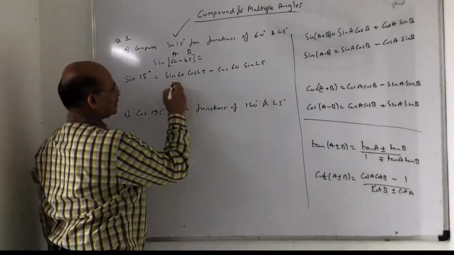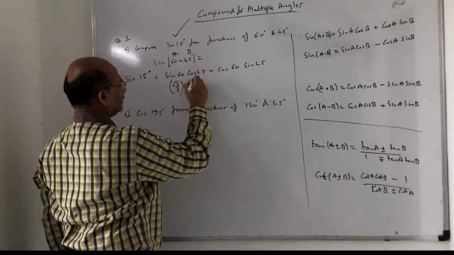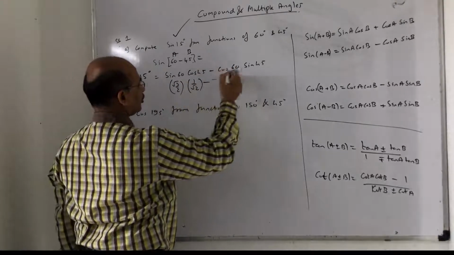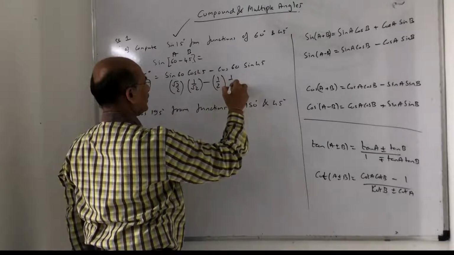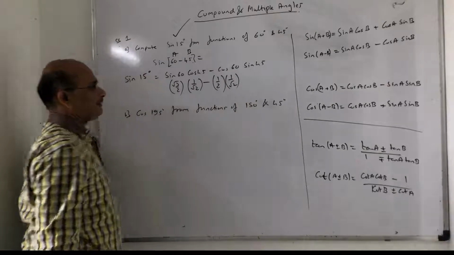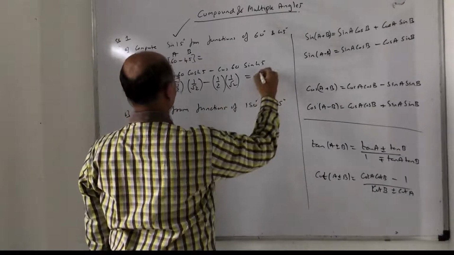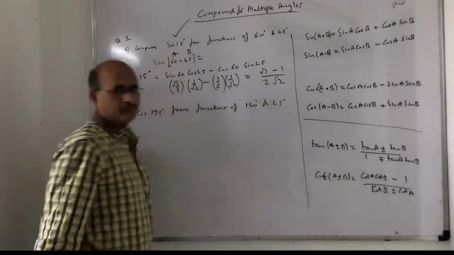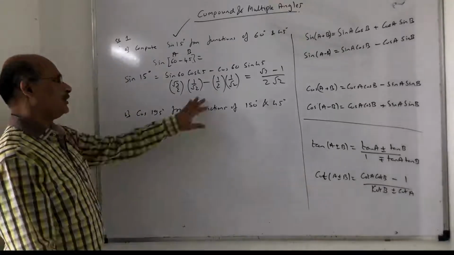So sine 60 is root 3 by 2. Cos 45 is 1 by root 2, minus cos 60. Cos 60 is nothing but 1 by 2 and sin 45 is 1 upon root 2. I hope that is very clear to you. So basically if you see the simplification, it is root 3 minus 1 upon 2 root 2. Root 3 minus 1 upon 2 root 2. So I hope you got the answer clear.